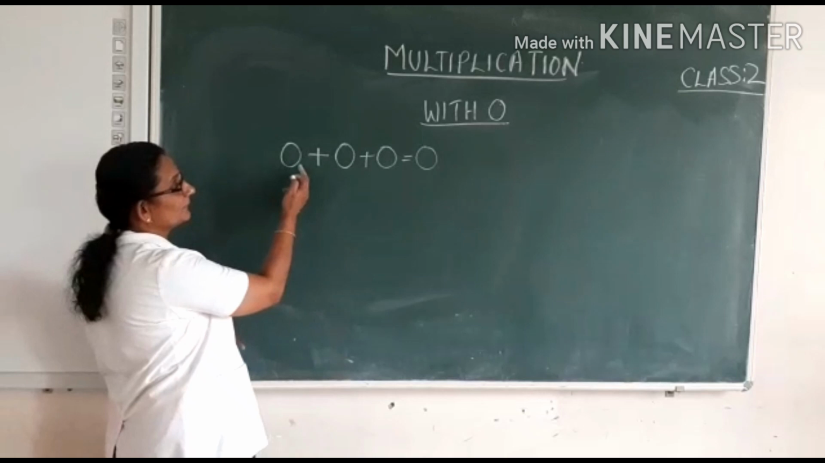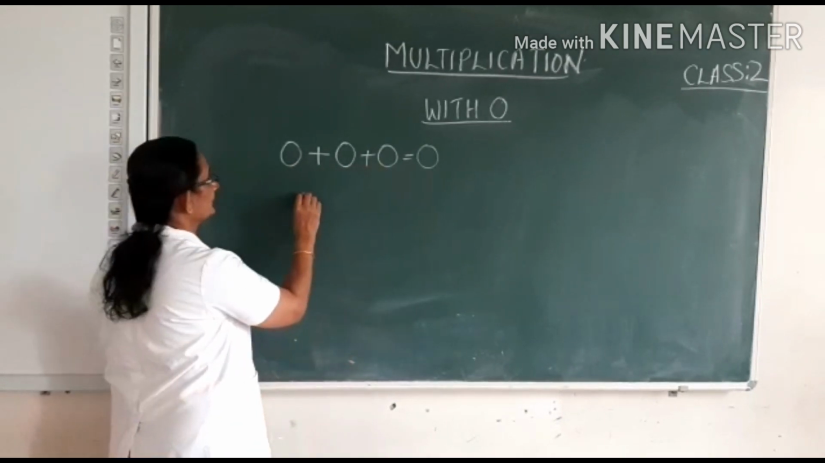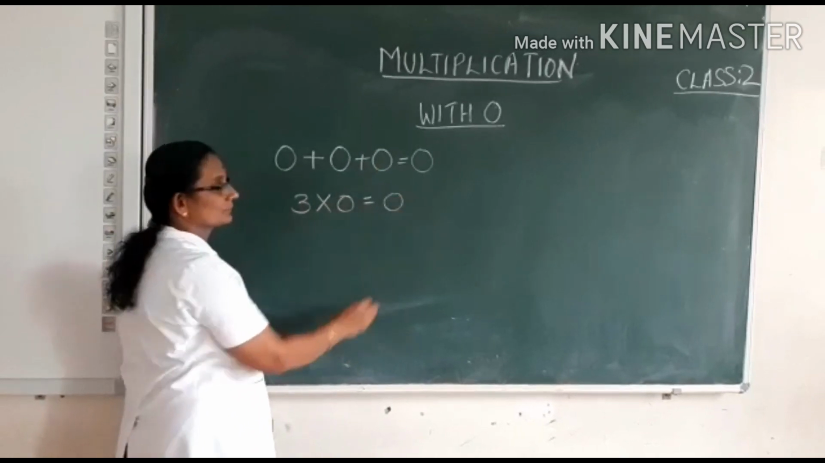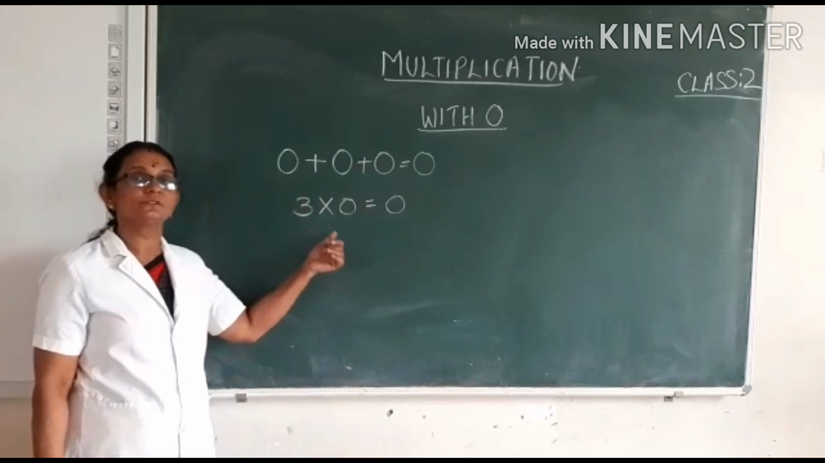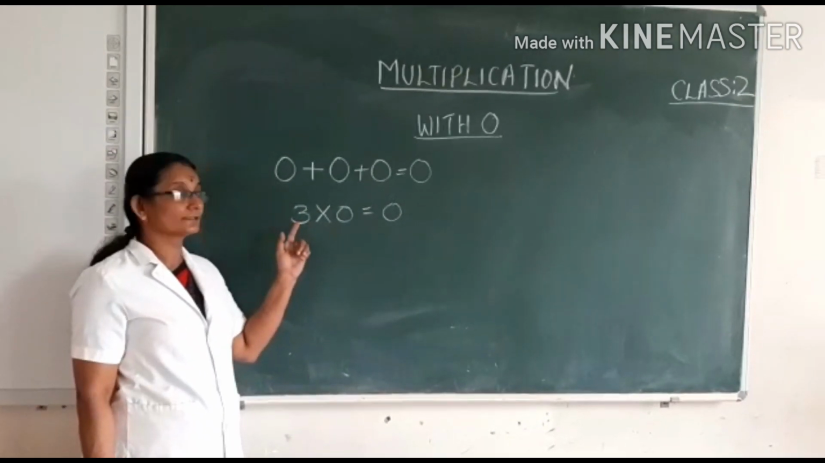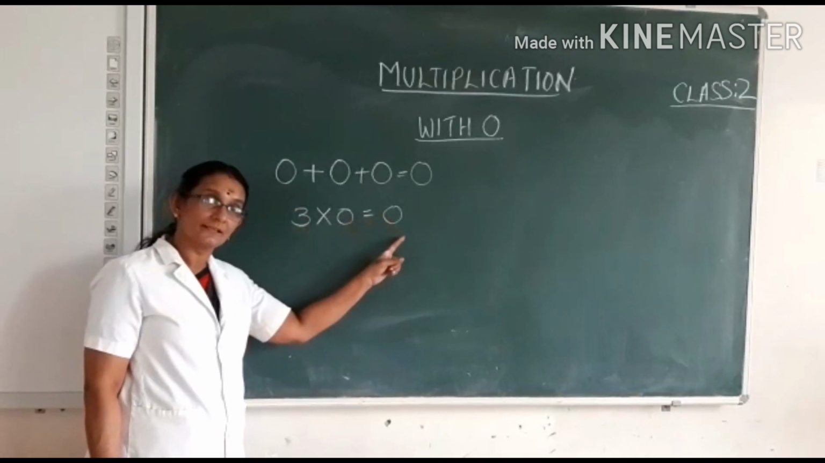How many zeros are there? 1, 2 and 3, isn't it? So you write it as 3 into 0 is equal to 0. So 3 times 0 is equal to 0. So what did you get as the answer when you multiply a number with 0? You got the answer as 0.